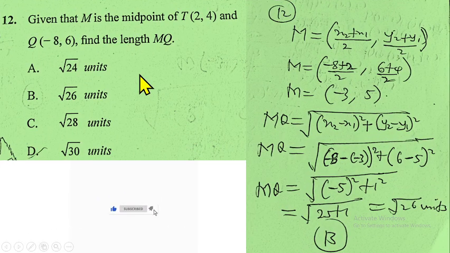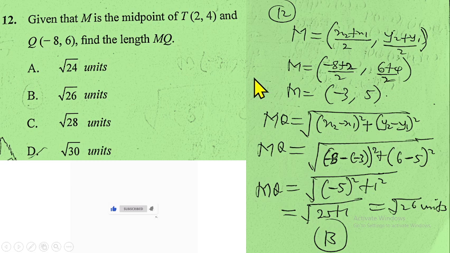Question number 12 is from coordinate geometry. We are given that M is the midpoint of T, given the coordinate of T to be 2, 4, and Q, given the coordinate of Q to be minus 8, 6. We have to find the length of MQ. So when we know the midpoint of these 2 points, which is our M, by knowing its coordinates, then we can now find the distance, the length of M and Q.